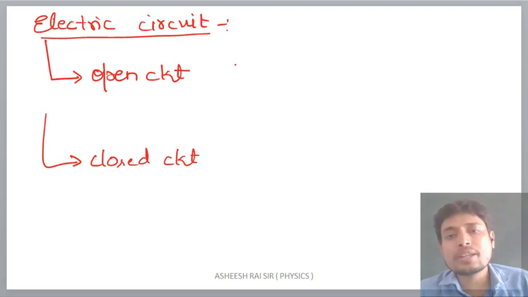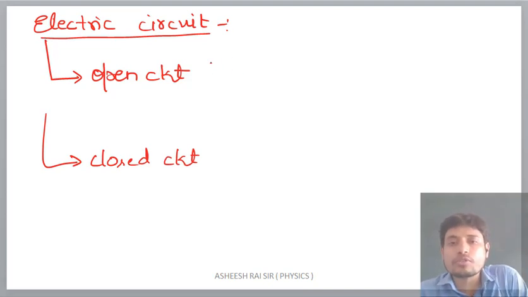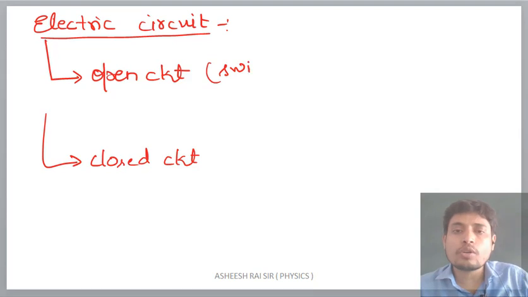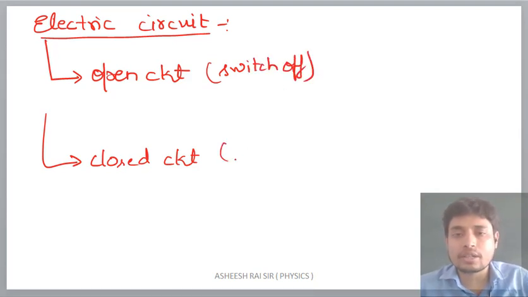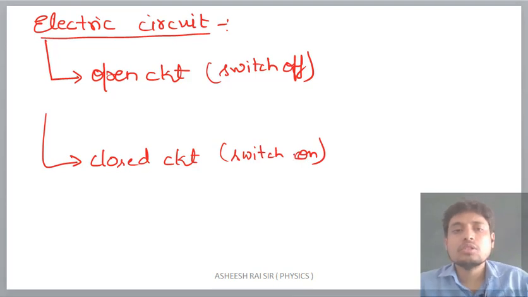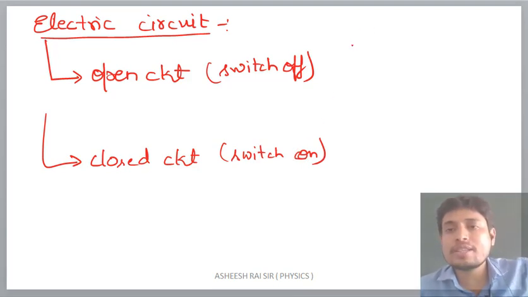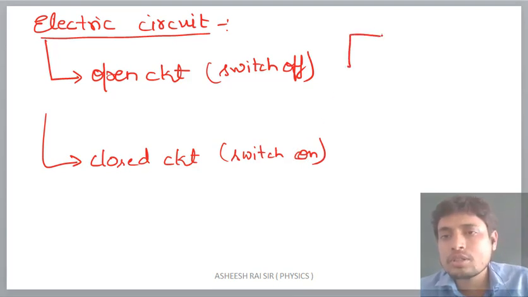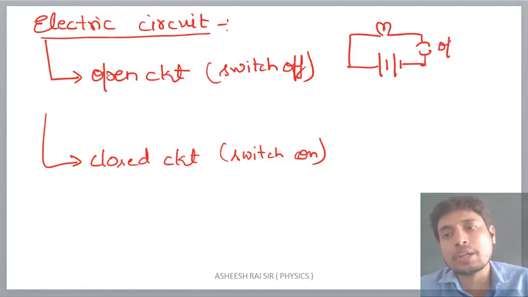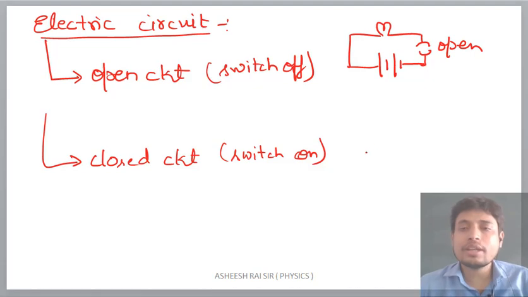Open circuit means if the switch is off, then it is called the open circuit. If the switch is closed, then it is called the closed circuit. For example, suppose there is a bulb, a battery, and a key. Key means switch, and it is open. Then it will be the open circuit.